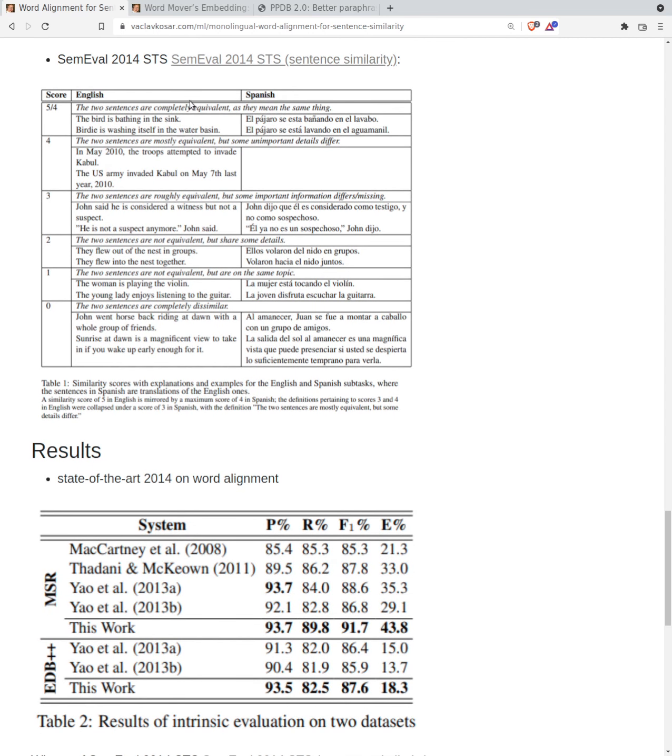Okay, and SemEval, that's a dataset of sentence similarity. There's a score from 0 to 5. 5 means the most similar. For example, the bird is bathing in the sink is similar to birdie is washing itself in the water basin. So these two sentences are similar, and they can probably be mapped together, right? The bird, I would map to the birdie, and washing, I would map to bathing, right?